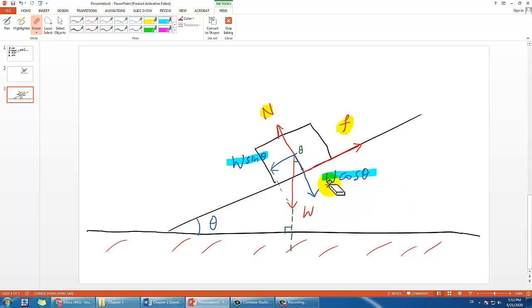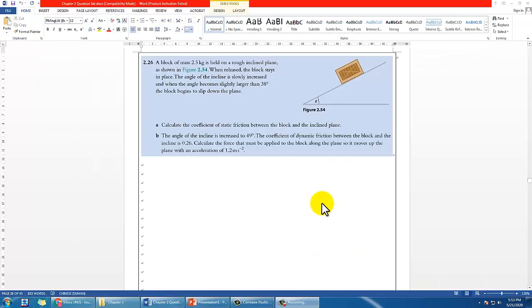Just notice one thing: when you are drawing a free body diagram, you should not be drawing these two, w sine theta and w cosine theta. You only draw the w, because this is how we do a free body diagram. Okay, so if you're okay with that, then you can start to do this question. You may want to pause the video and try it out by yourself first.